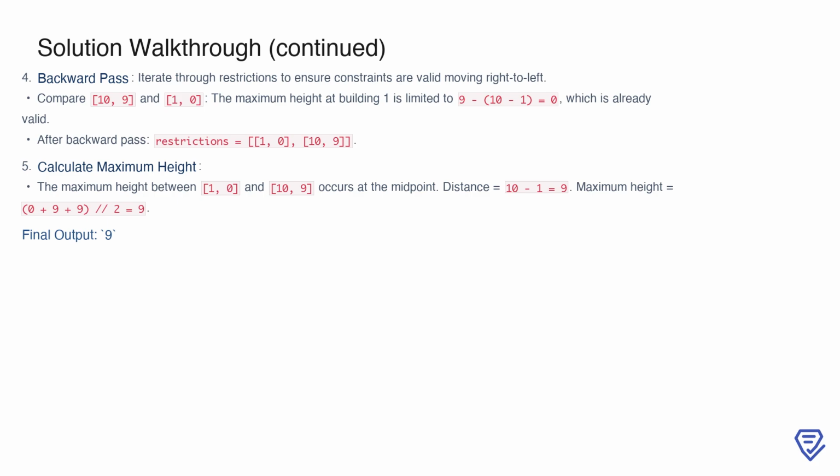Finally, we calculate the maximum height. The highest point between 1, 0, and 10, 9 occurs at the midpoint. The distance between buildings 1 and 10 is 10, 1 equals 9. Using the formula, height 1 plus height 2 plus distance, / 2, the maximum height is 0 plus 9 plus 9, / 2 equals 9. The final output for this example is 9.